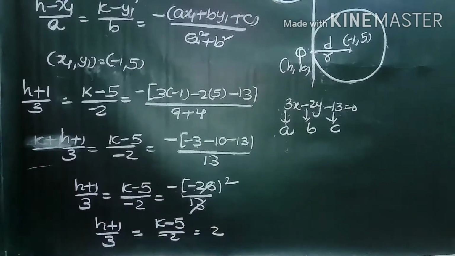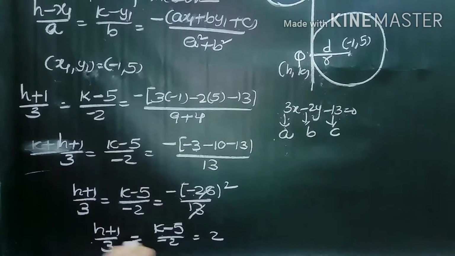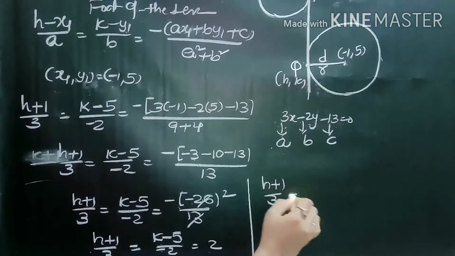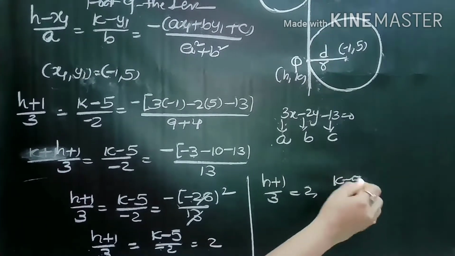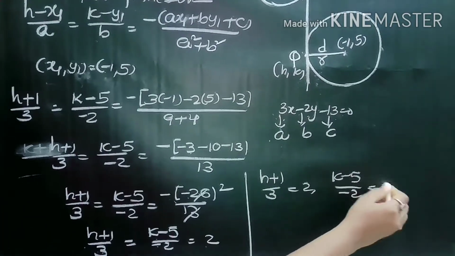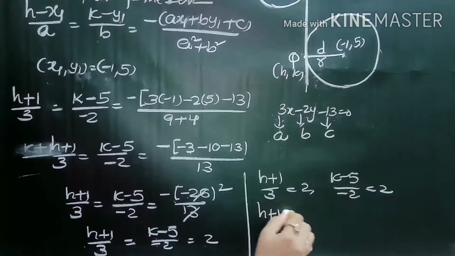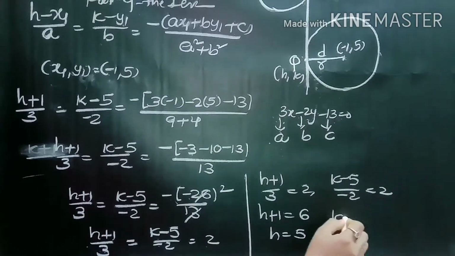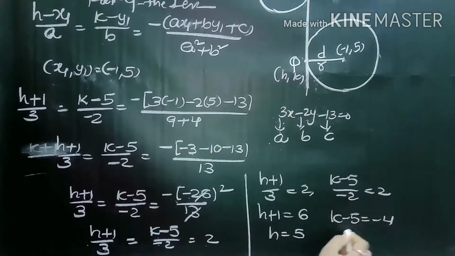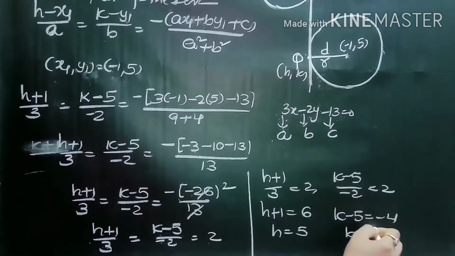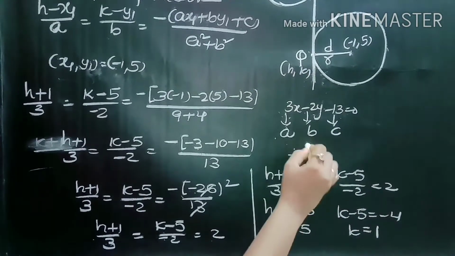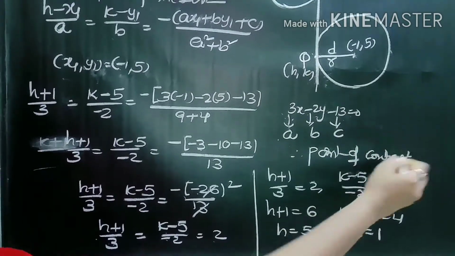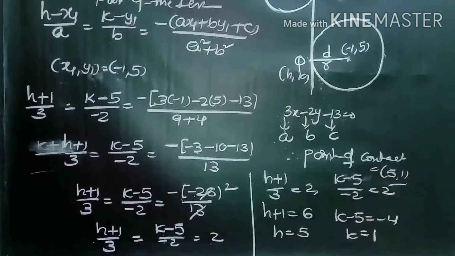Now equating the first and second values to the last value, (h + 1)/3 = 2 and (k - 5)/(-2) = 2. Then h + 1 is equal to 6, so h is equal to 5. Here k - 5 is equal to -4, then k is equal to -4 + 5, which is 1. Therefore, the point of contact is (5, 1).